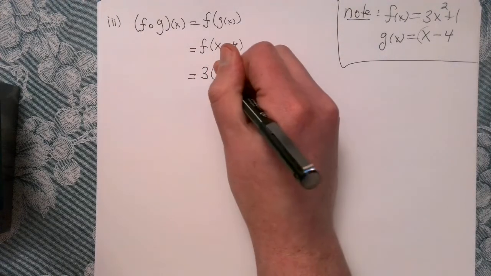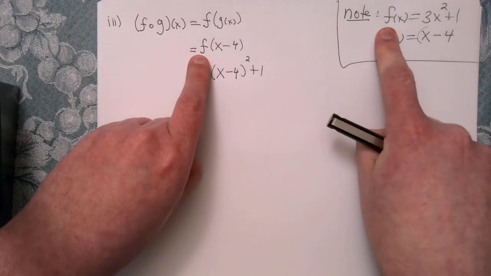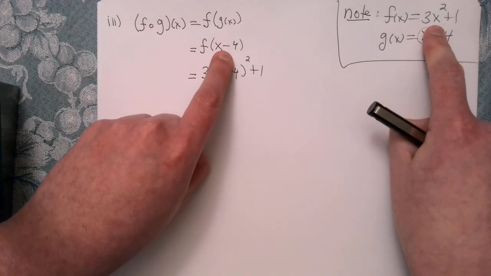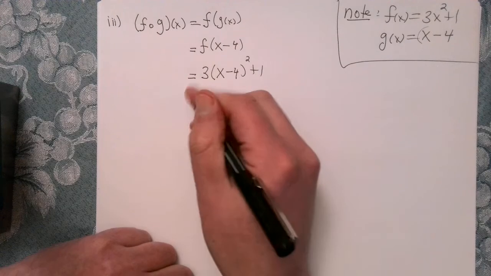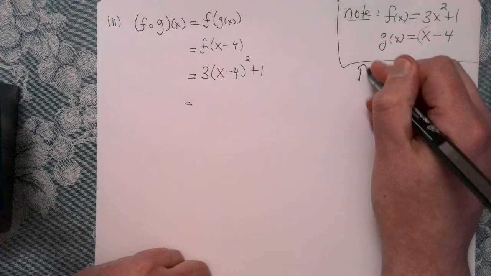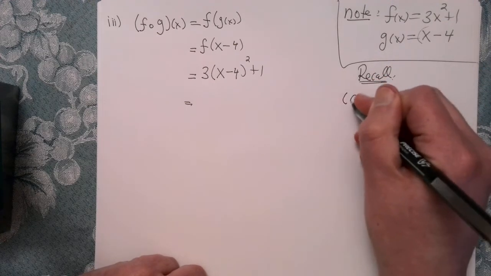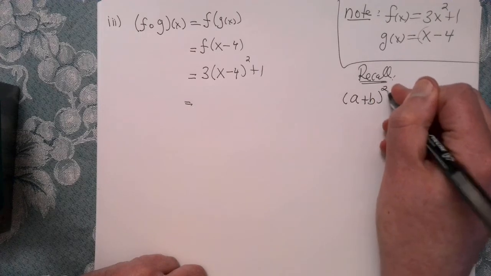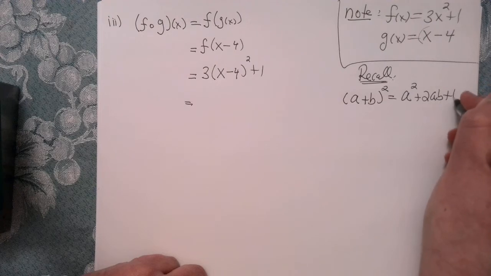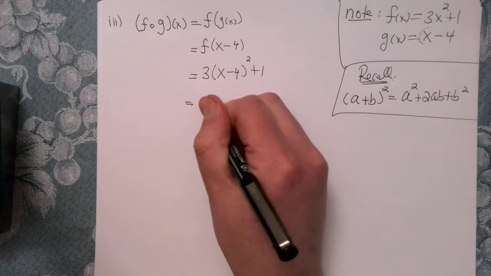So this is 3 times x minus 4 squared plus 1. Did you see that? I went to f, and I noticed, oh, f has an x right here. This gets substituted in for that x. And now I'm going to multiply this out. So let's recall the following. I've used this a couple times so far in this course, but I'm going to continue to use this: a plus b quantity squared is a squared plus 2ab plus b squared. So let's use that right here.